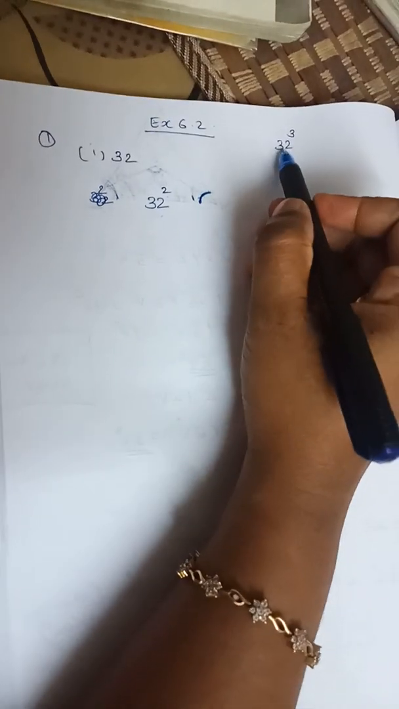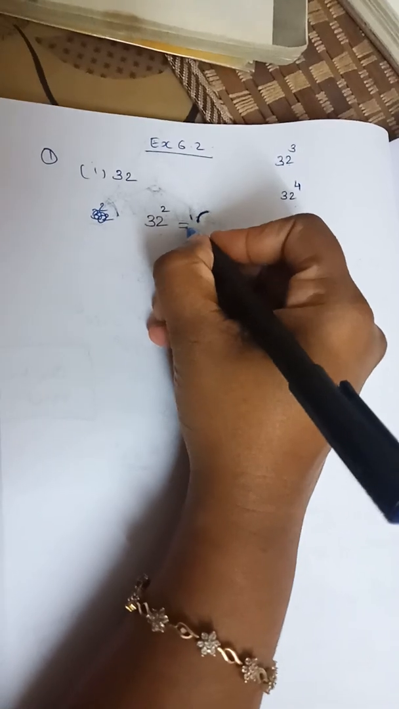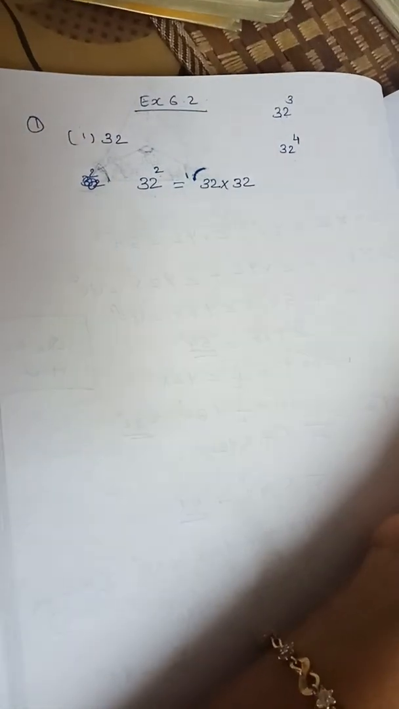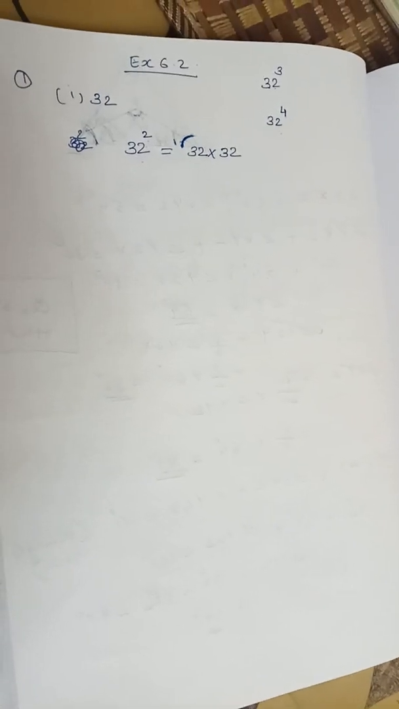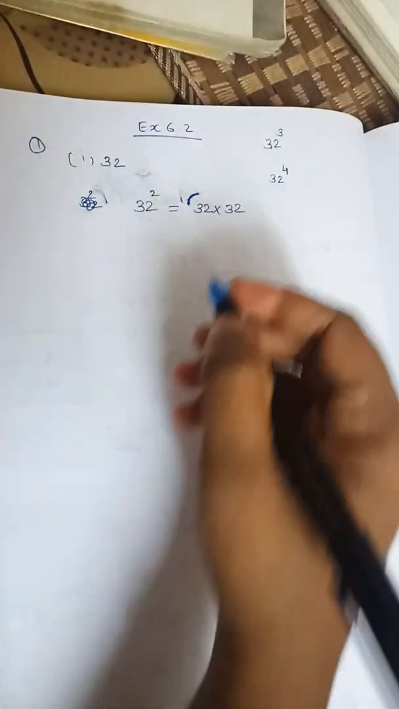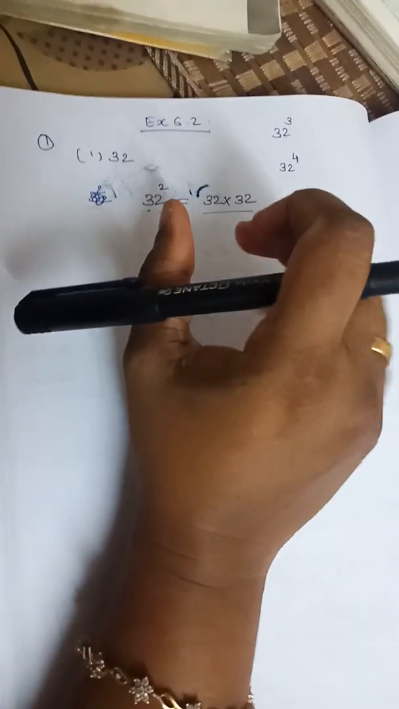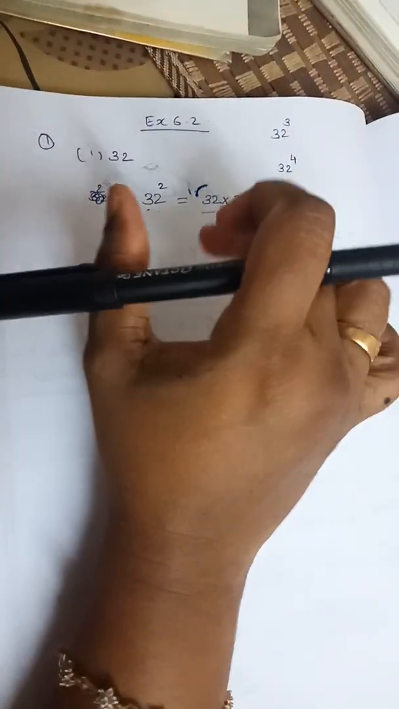This is 32 square, 32 cube, 32 raised to 4, and the rest of the numbers we read as raised to. Normally, to find 32 square, you multiply the given number 32 two times: 32 into 32. That is the meaning of 32 square. But in this exercise you have to find the squares of given numbers without doing actual multiplication. You cannot do 32 into 32, because it asks for the squares without doing multiplication.